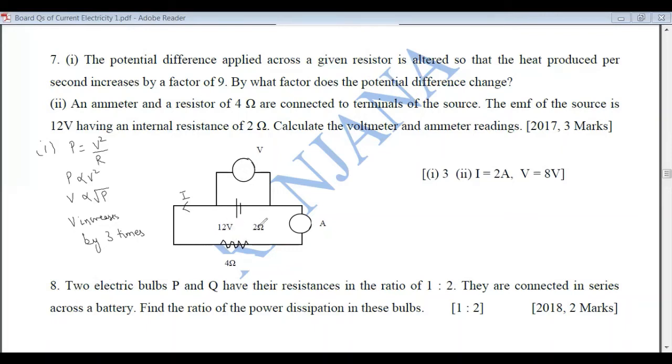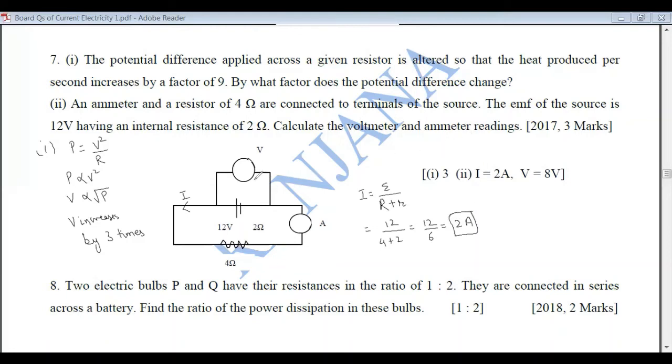Now given here that there is a cell of EMF 12 volt and its internal resistance is 2 ohm, which is connected to 4 ohm resistor. You have to find out the current and the potential difference. Okay, we know that current is equal to EMF upon the total resistance. This 4 ohm resistance, that is the external resistance, is in series to the internal resistance of the cell. So substituting the values, you will get the current 12 upon 4 plus 2, that is, it is equal to 2 amperes.